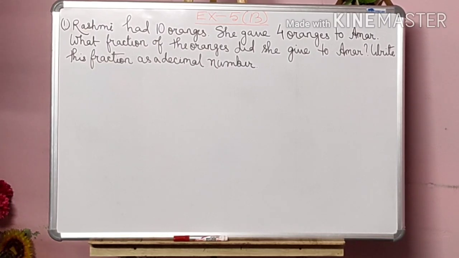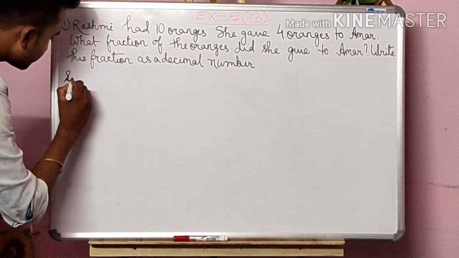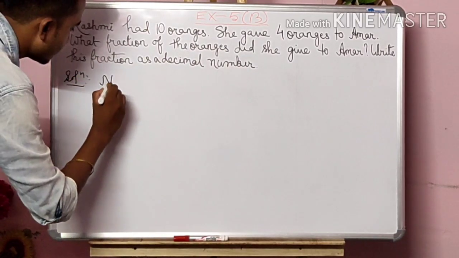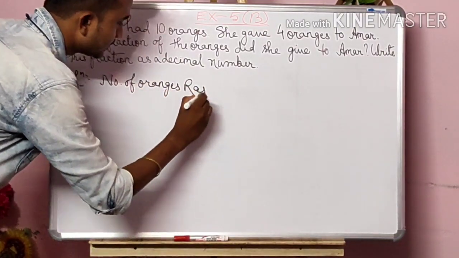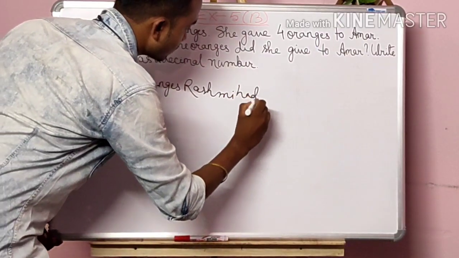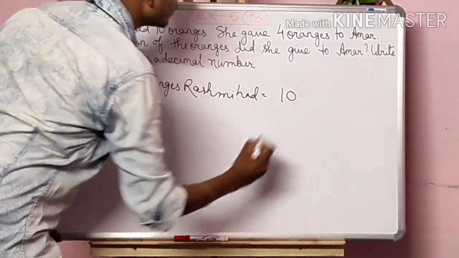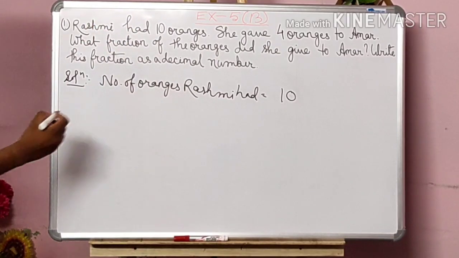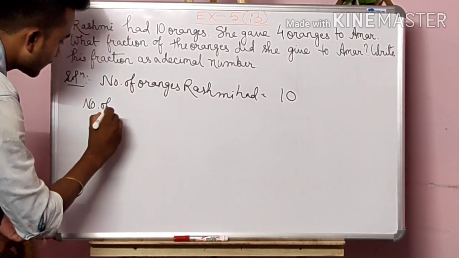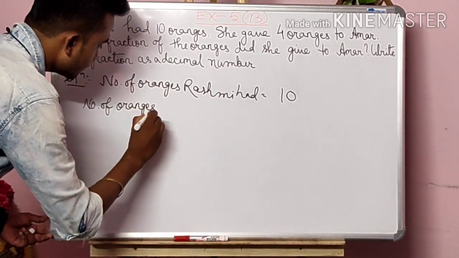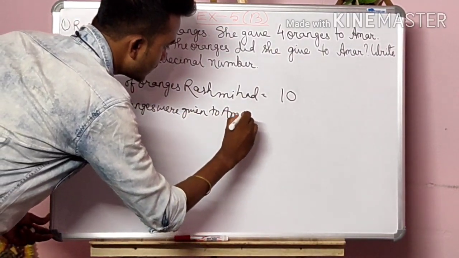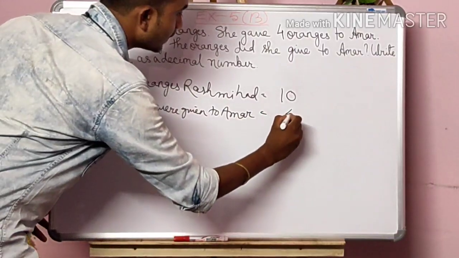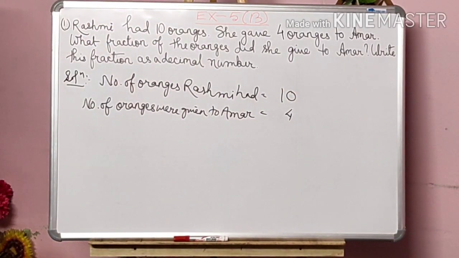That means some amount of oranges Rishmi had. So you just write like this, solution: number of oranges Rishmi had. How many oranges were there? It was 10 oranges. So 4 oranges she gave to Amar. So write number of oranges given to Amar. How many was it? There were 4. So we have written like this. Now what we have to do? We have to make it a fraction, isn't it?